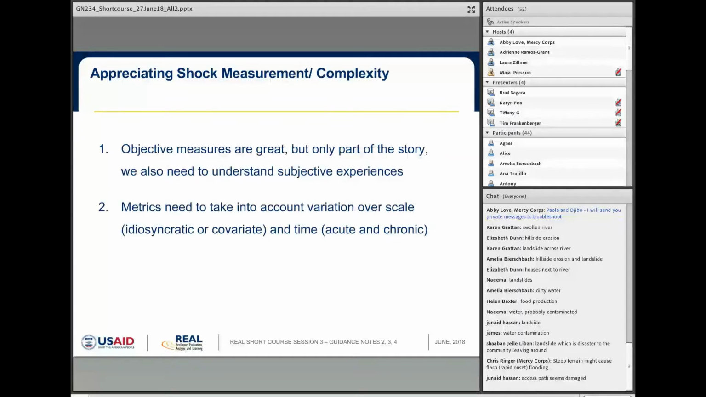But then there's also a time dimension to this as well. So whether it's something that is rapid onset and very quick, or something that happens over a long period of time, like drought. And so not only do we need different objective and subjective measures, but we also need measures that cover these different scales. So the household level versus the community level, as well as time. So in the aftermath of a shock and repeated measurement over time. And so this is why we often say we need panel data for resilience analysis.